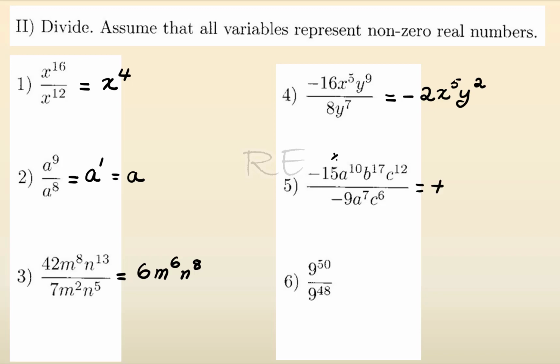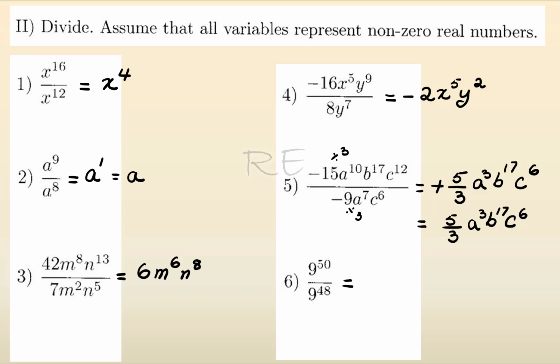Negative 15 divided by negative 9. A negative over a negative is positive. The GCF is 3. We divide up and down by 3. We obtain 5 over 3. A to the 10th divided by a to the 7th. A to the 3rd. B to the 17th stays the way it is. And C to the 12th divided by C to the 6th. C to the 6th. The answer is 5/3 a cubed, b to the 17, c to the 6.